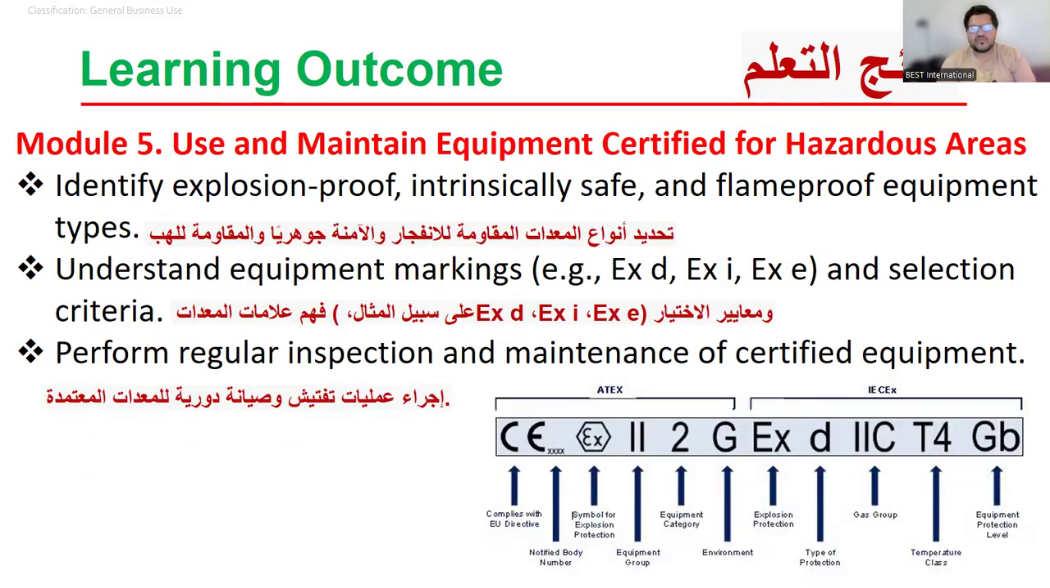In Module 5, in depth, we'll be discussing how to identify explosion-proof and flame-proof equipment types, and understanding equipment marks: what explosion-proof equipment is and what their labels mean, like Ex d, Ex, or Ex e. You can see on the bottom of the label, what C means, and Ex II. If you talk about gas, the class is IIC. If we talk about temperature, so T4.